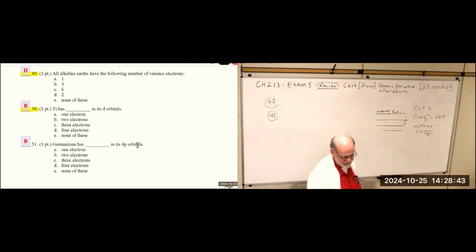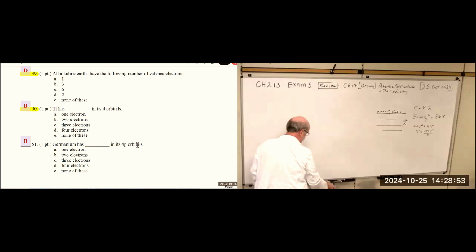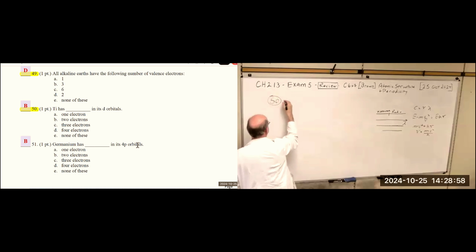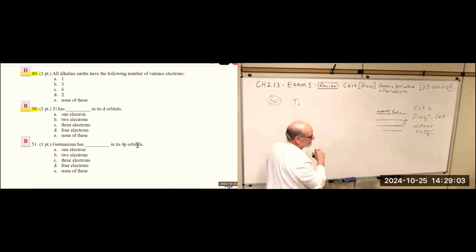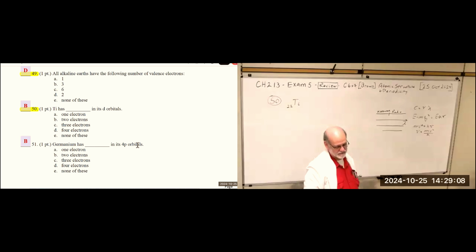50. Titanium has how many electrons in its d orbitals? All right, let's see. 50. I smell trick question. So let's be real careful. Titanium. 22. No, not a trick question. How many electrons in its d orbitals? Well, it's the first instance of d's. Titanium is 3d2. There are only 2 electrons. So that's B.